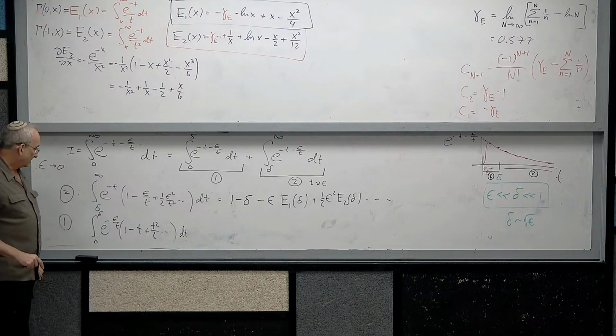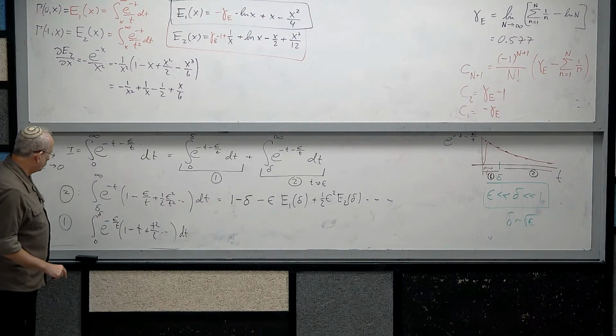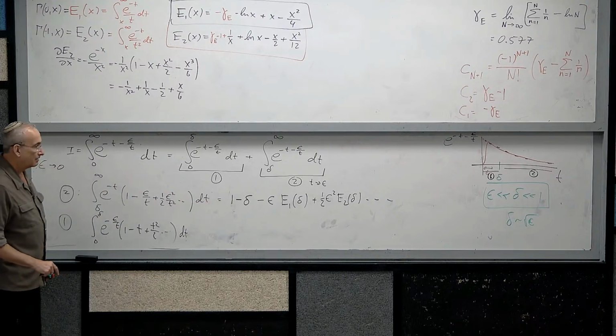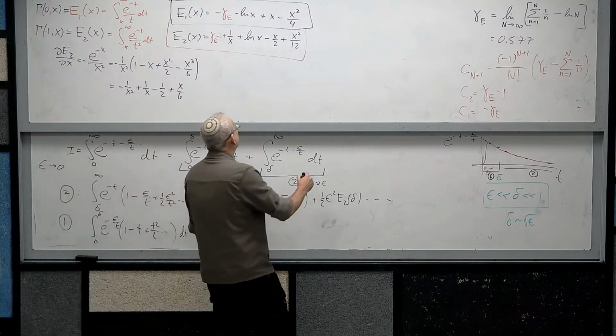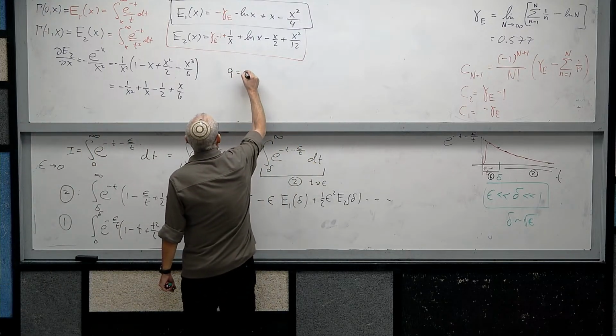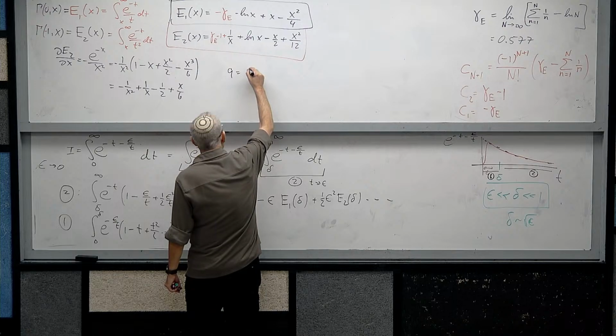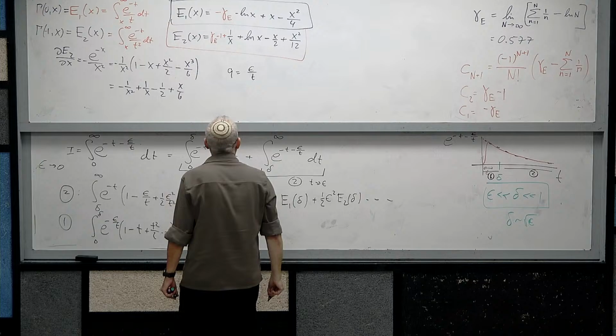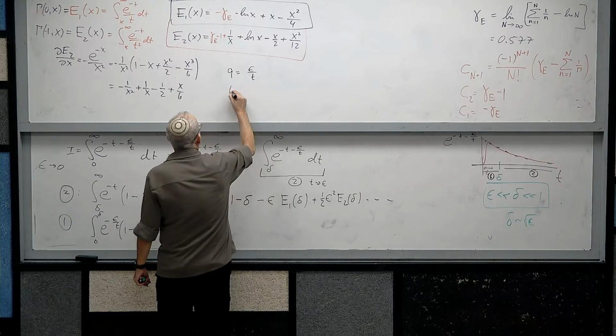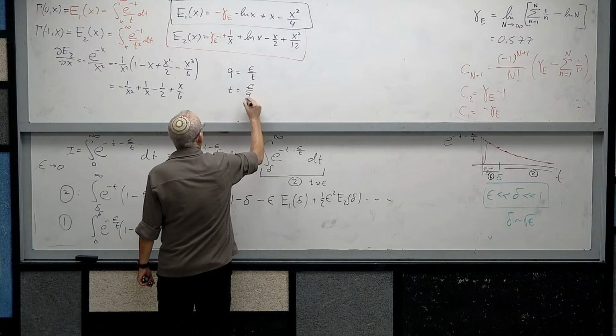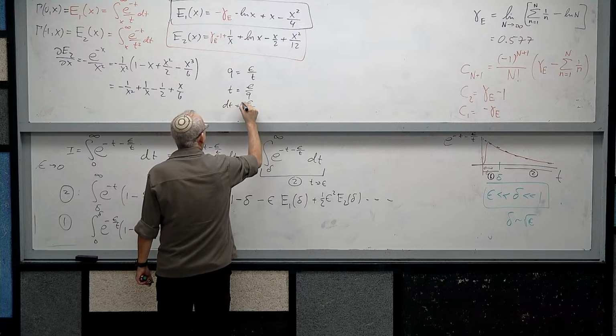Okay. Now I would like to change variables. So I would like to define, say, q is epsilon over t. Right? So t is epsilon over q, and dt is epsilon over q squared with a minus.